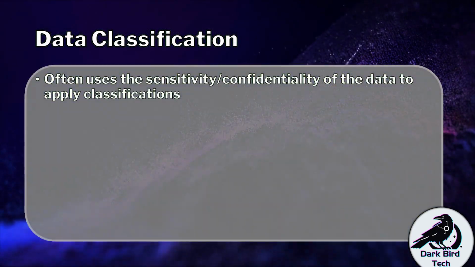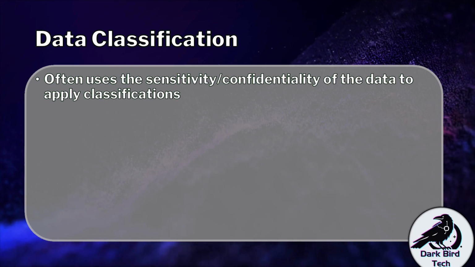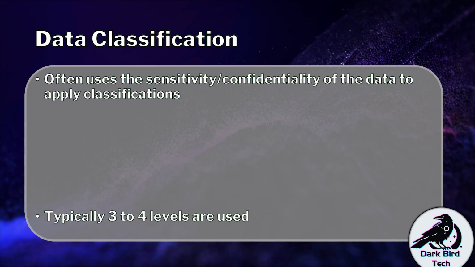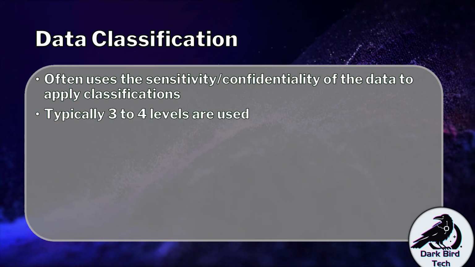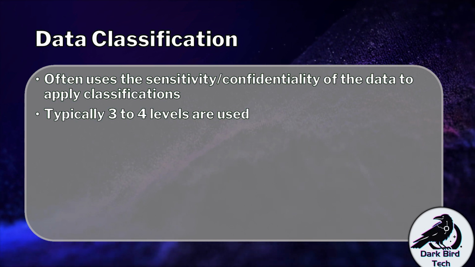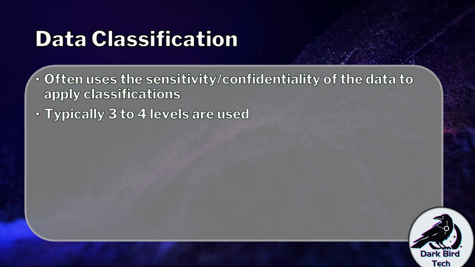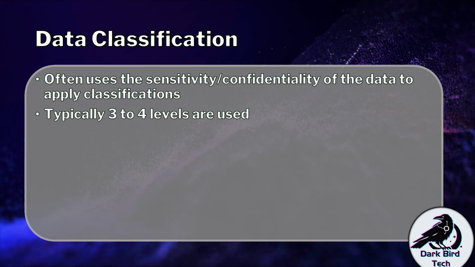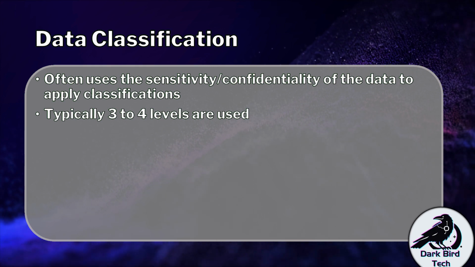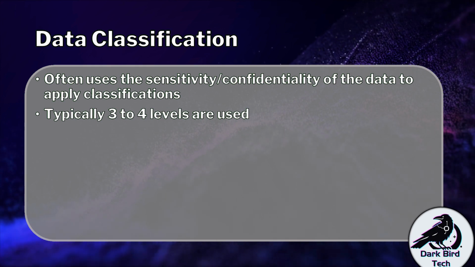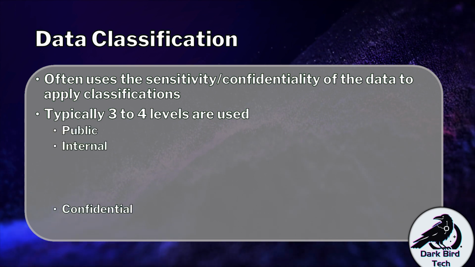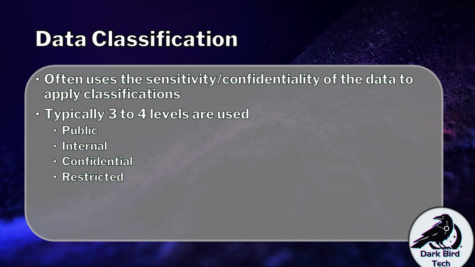Now often for classification, we're going to use the sensitivity or confidentiality of the data to apply appropriate classifications to it. Now we typically encourage 3 to 4 levels of data classification. Any more than that, and you're going to have too many levels, and you're going to spend more time debating and deliberating about which classification applies to this data and not enough time protecting and securing it. So the 3 to 4 levels that I recommend are going to be public, internal, confidential, and restricted.